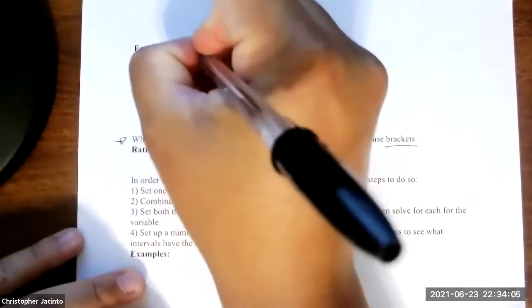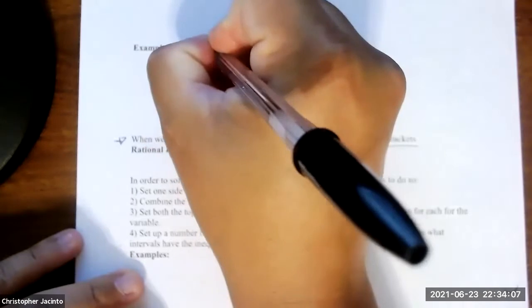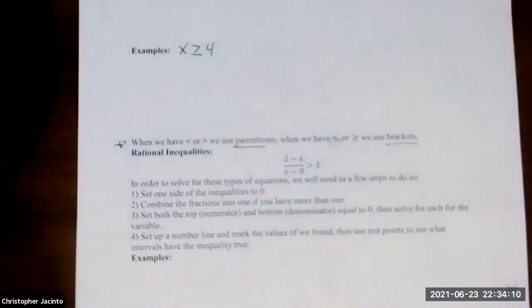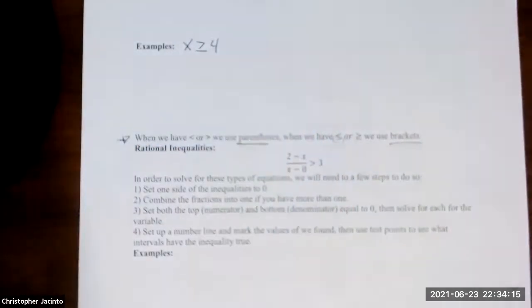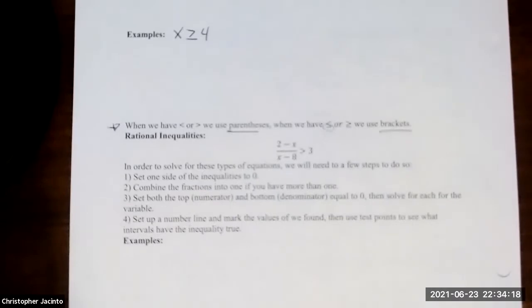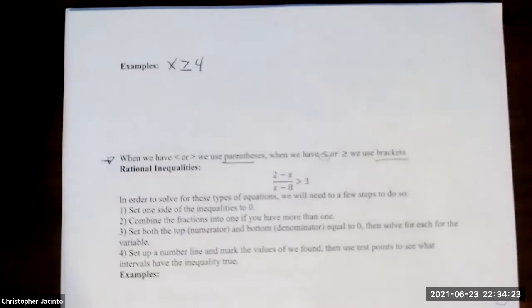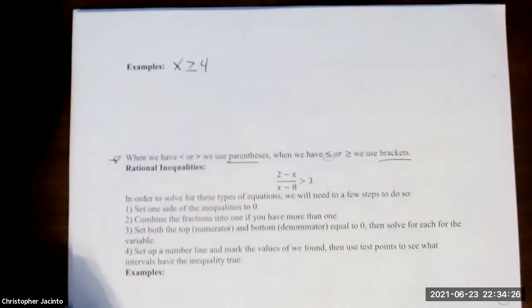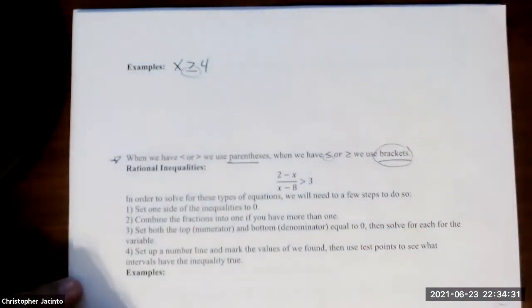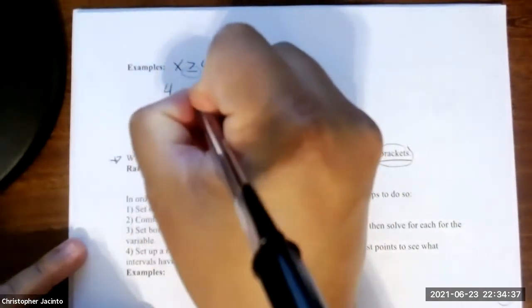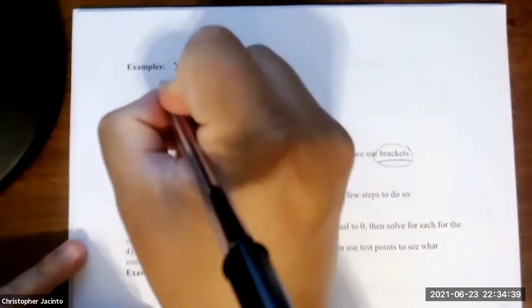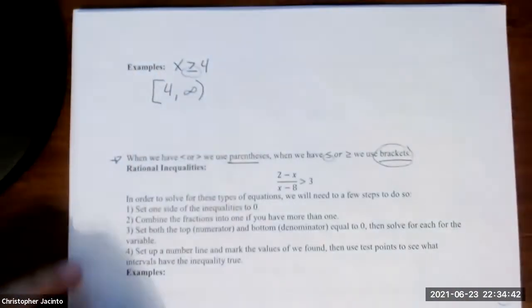And what I mean by brackets is that it's including that number. So for example, let's suppose we had x is now greater or equal to 4, like we had in the last example. If we want to write this in interval notation, since we have the equality symbol, we're going to use brackets at that particular number. It's greater than, so we start from 4 and end at infinity. But since we're including 4, we put a bracket at 4 and a parenthesis at infinity.